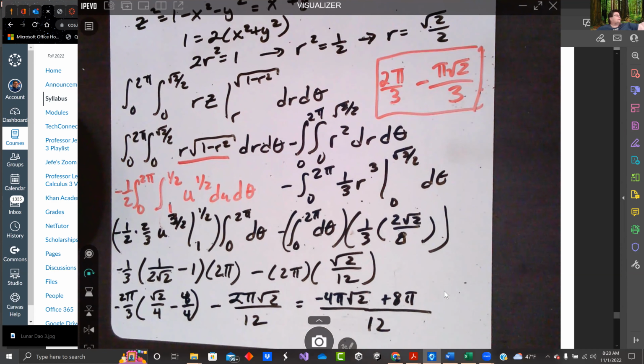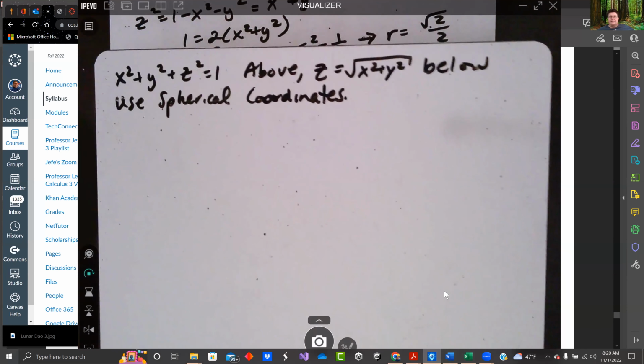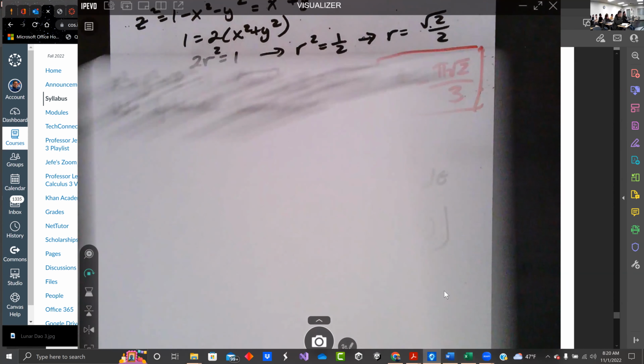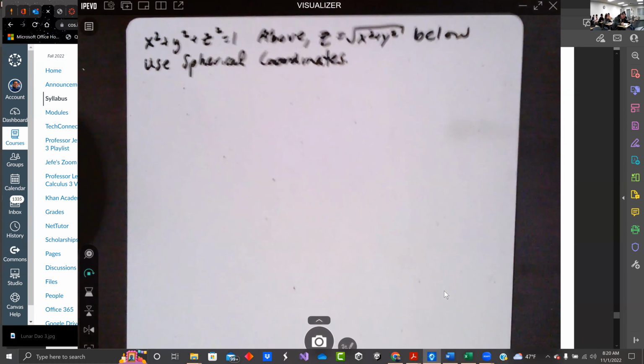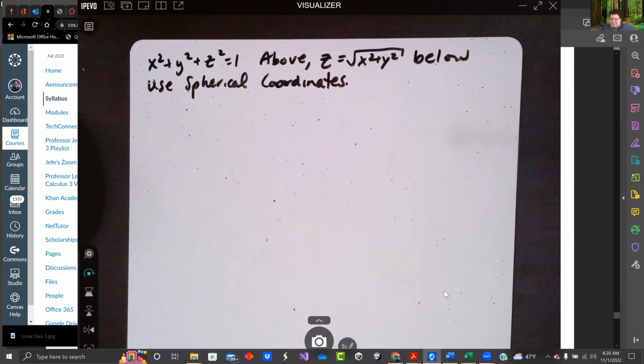Any questions on that? It's a lot of tedious work once we put it in cylindrical. Which is why maybe this problem isn't the best idea to do in cylindrical. This is probably a better problem to do in spherical, so why don't we do that? Practice. Let's do this in spherical. We already know what the answer is, so we should get the same answer, right?